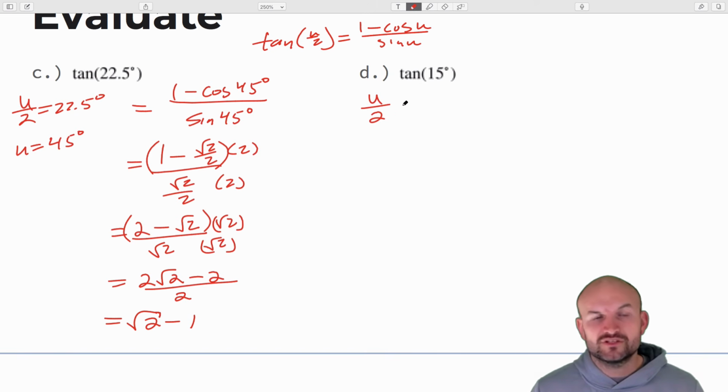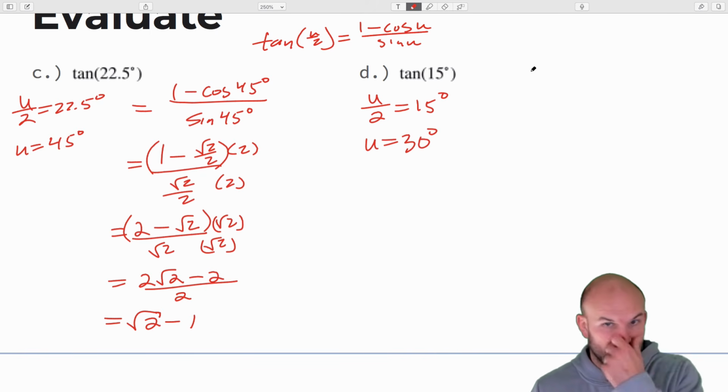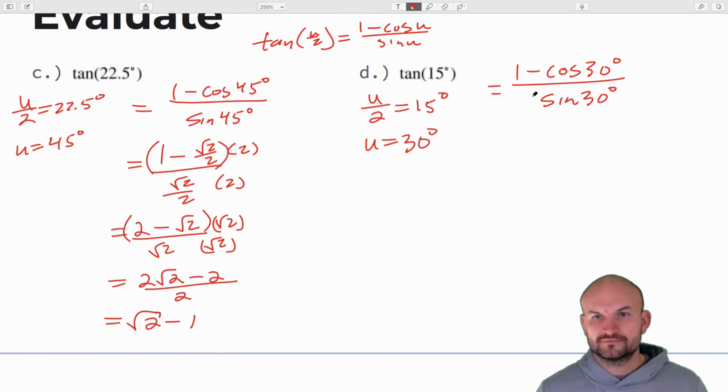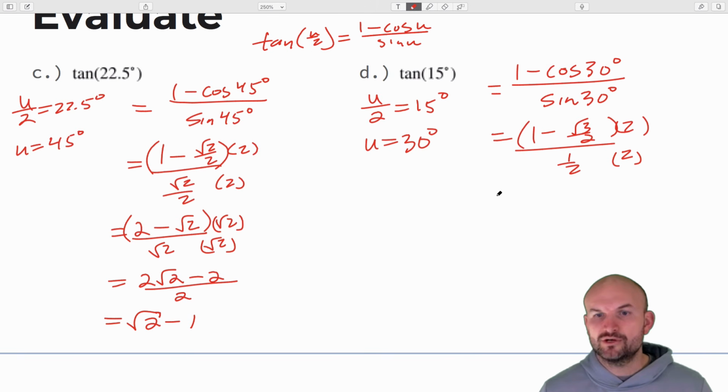Last example here: u divided by 2 is 15 degrees. So therefore u is going to equal 30 degrees. So again, let's just plug it in here. So I have 1 minus the cosine of 30 degrees all over the sine of 30 degrees. So cosine of 30 degrees is square root of 3 over 2, divided by 1/2. And then we can just multiply the top and the bottom by 2. Again, just make sure you're applying the distributive property. So that becomes 2 minus the square root of 3.